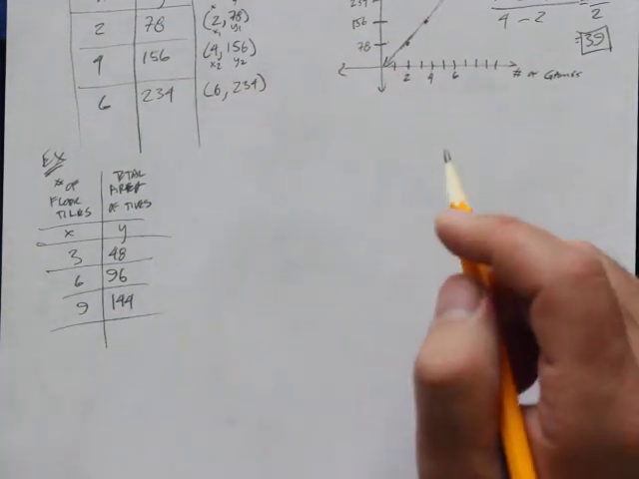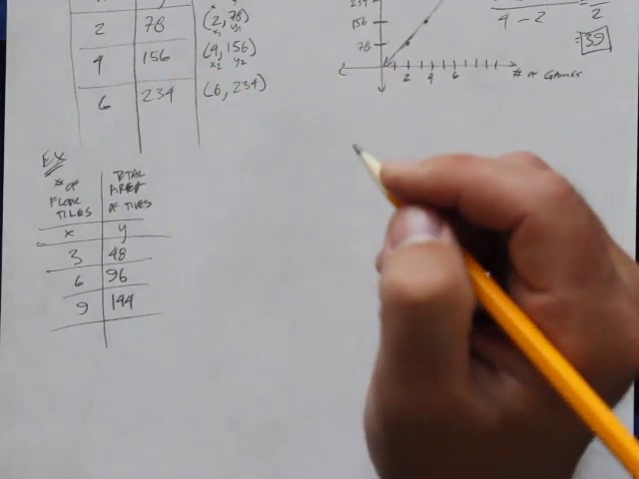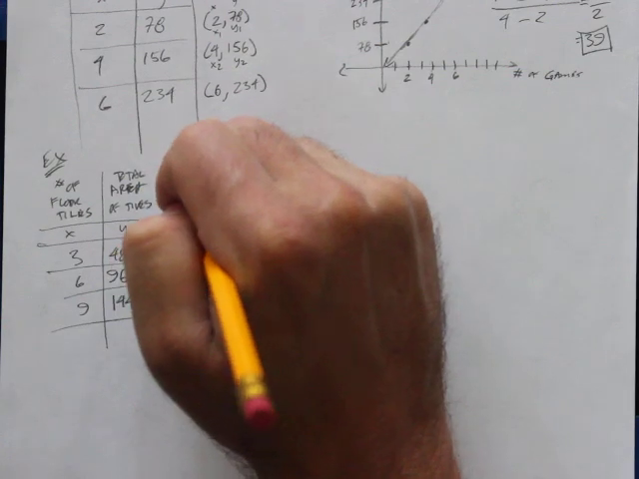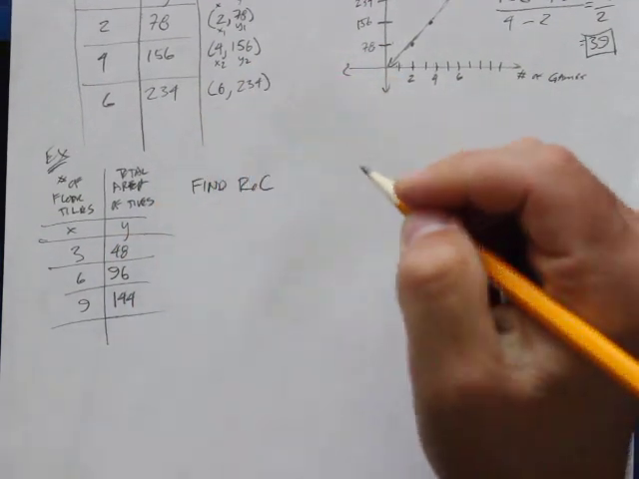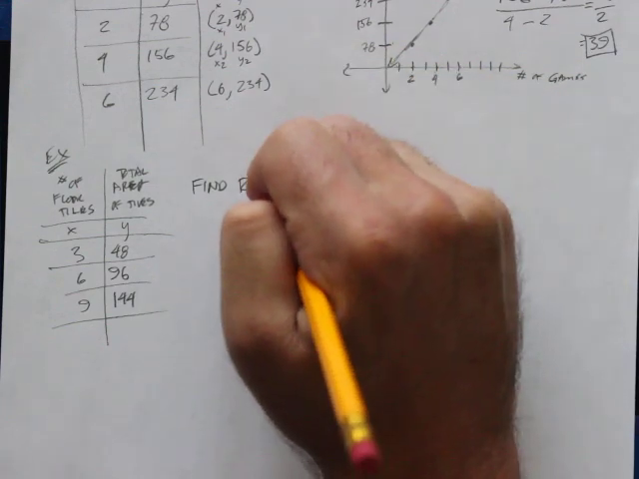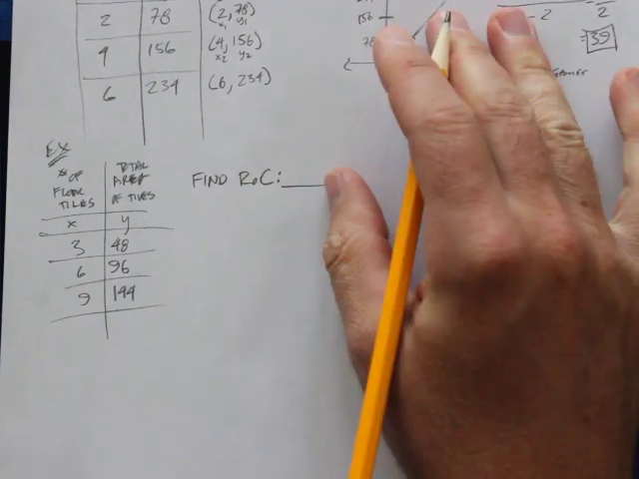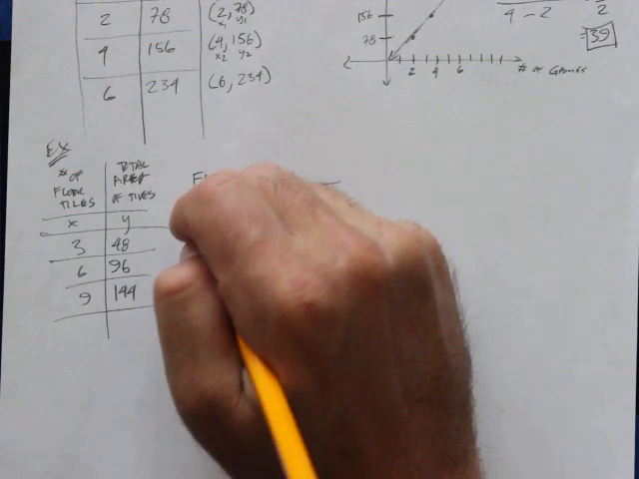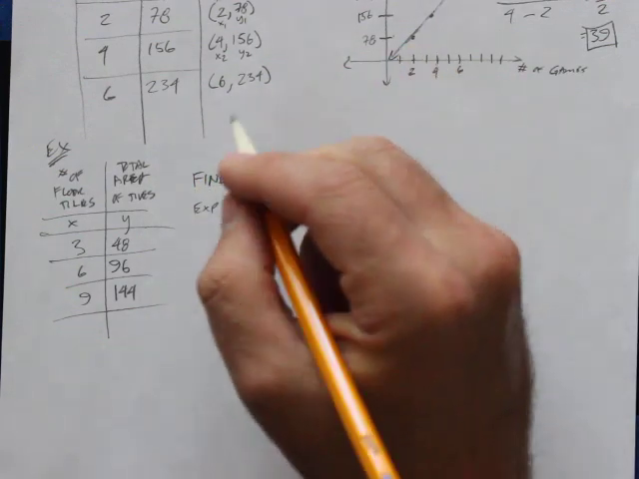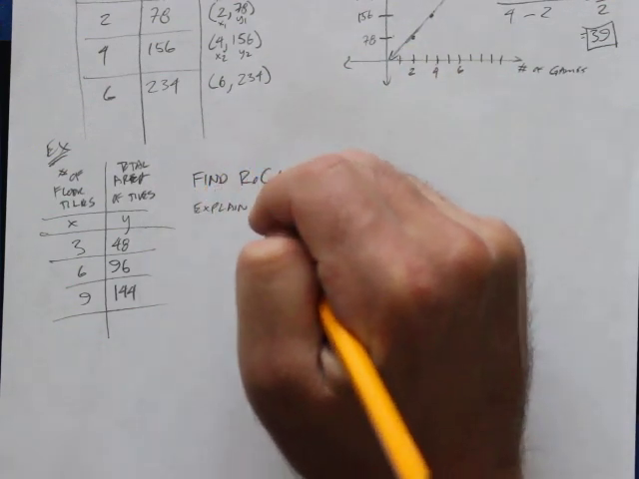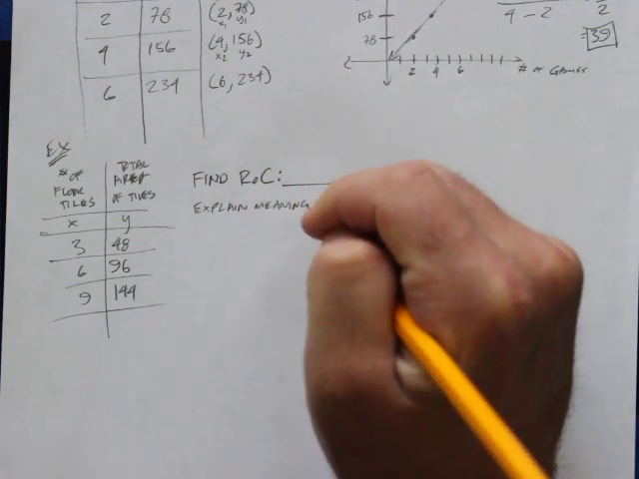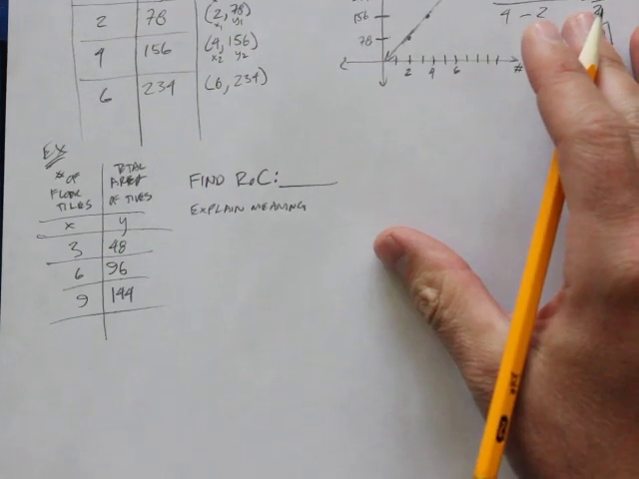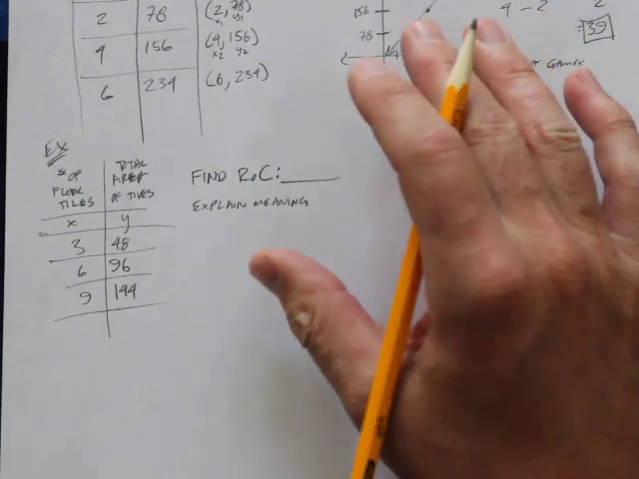All right? So we want to find the rate of change, I'm just going to say ROC like that. And we're also going to try to explain the meaning, kind of like we did up here. There's going to be a question like this on that test, or potentially.